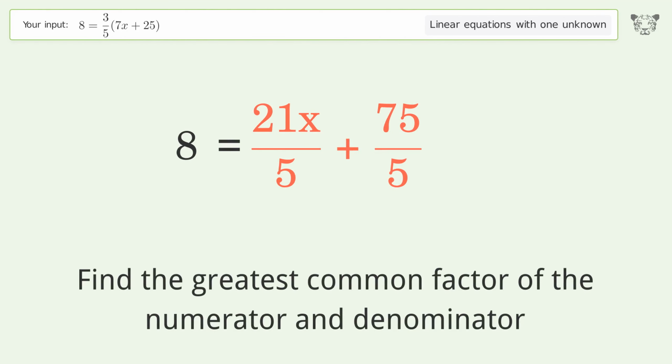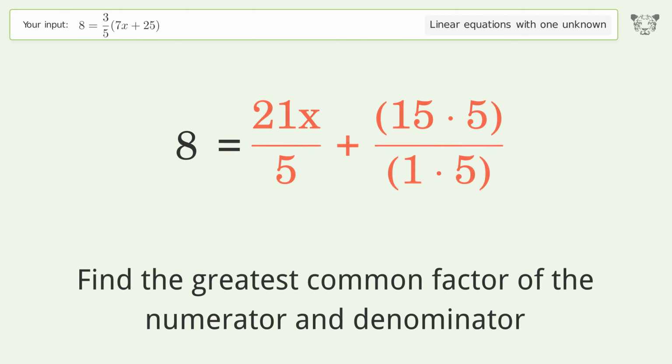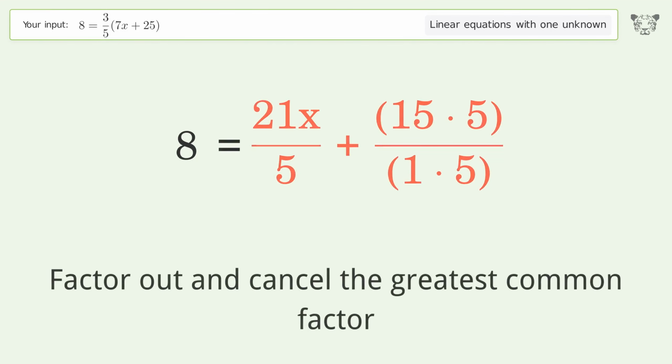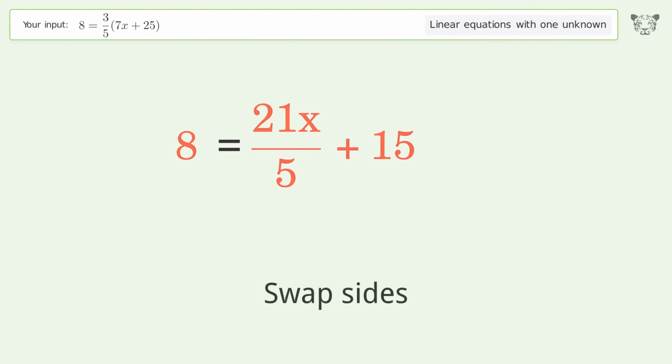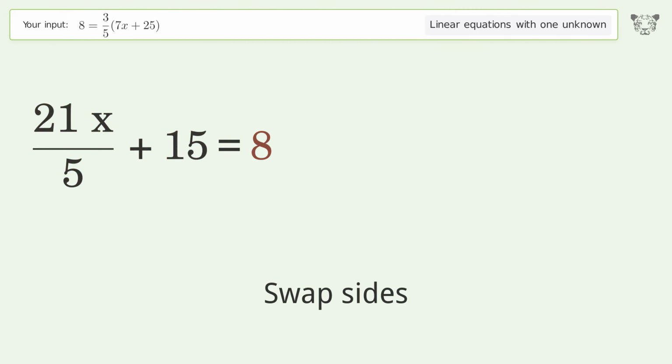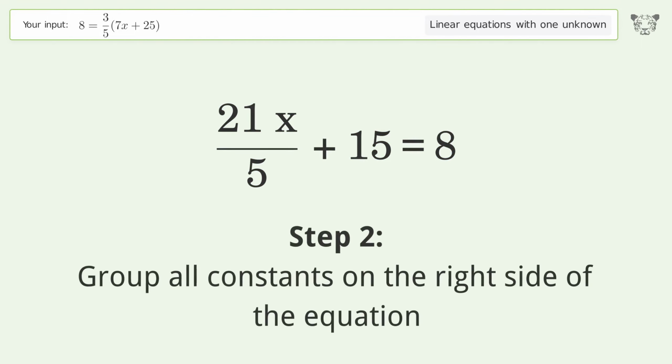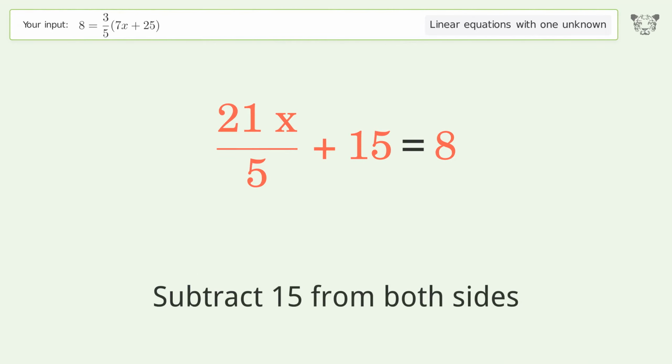Find the greatest common factor of the numerator and denominator. Factor out and cancel the greatest common factor. Swap sides. Group all constants on the right side of the equation. Subtract 15 from both sides.